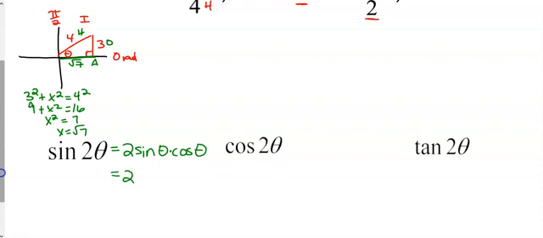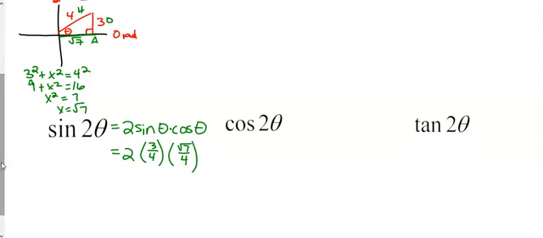So sine of theta is opposite over hypotenuse. So opposite is 3, hypotenuse is 4. Substitute it in. Do the same thing for cosine. Cosine is adjacent over hypotenuse, so square root of 7 over 4. And you're going to get lots of fraction work in this lesson. So that's the setup. We just need to simplify it.